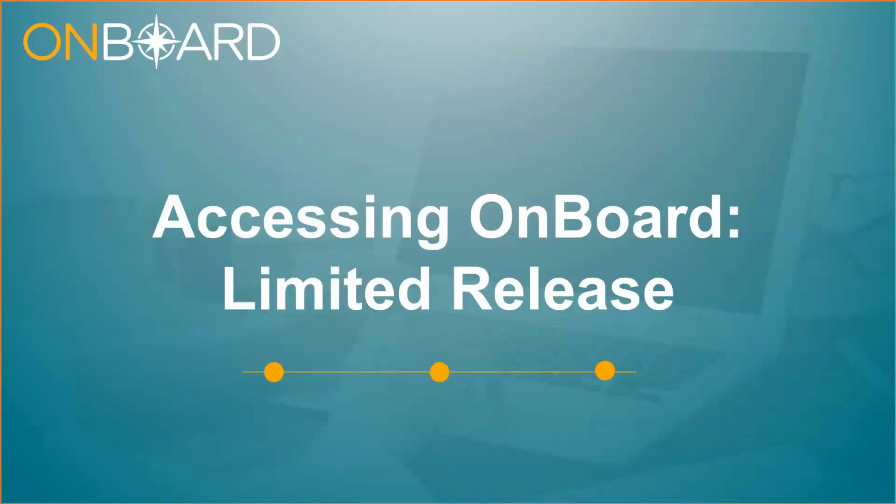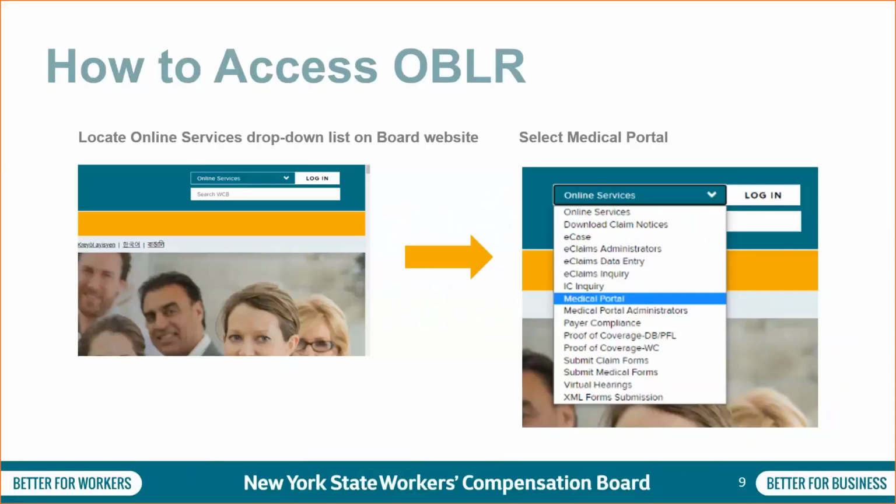Let's begin by showing how to access OnBoard limited release from the board's website. OnBoard limited release is accessed through the board's medical portal. If you're not registered for the medical portal, view the administration information for medical suppliers on the medical portal web pages. In the teal bar at the top of the board's website, locate the Online Services drop-down list on the right. Select the down arrow to display the list of services and select Medical Portal, then select Login.